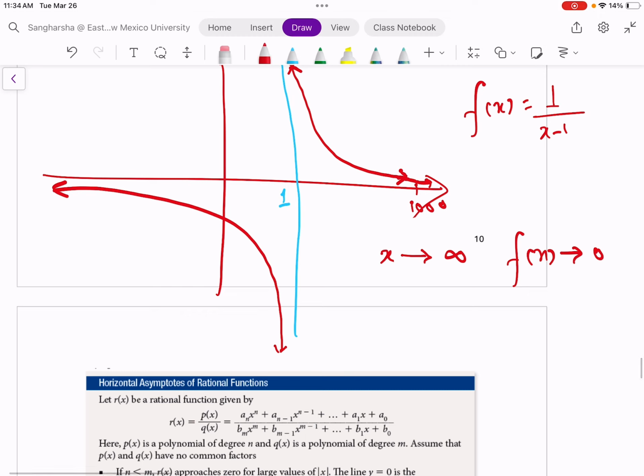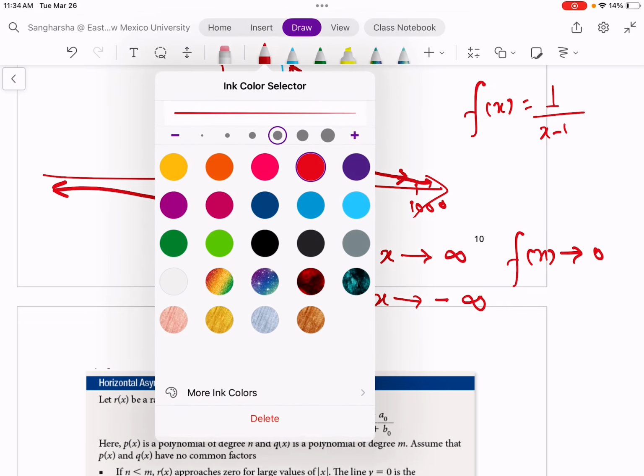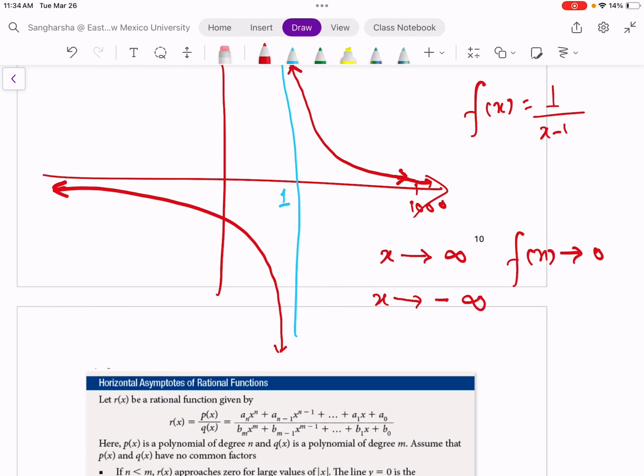Similarly, if we choose a number which is very small, like negative 1000, what will be our output? It means if we go all the way to the left, this graph is very close to the x-axis, but it never touches the x-axis. The output is very close to 0, but it is not equal to 0. Our f of x is close to 0.